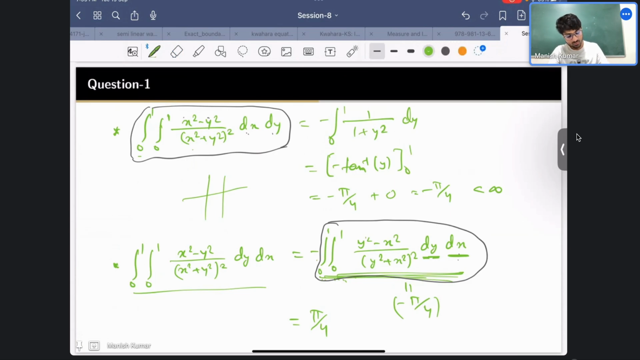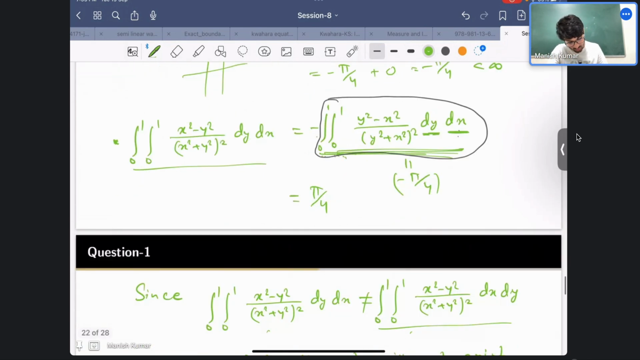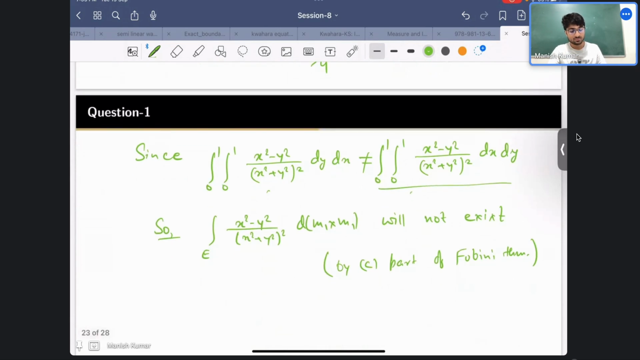So what you are saying is also the same, but the problem is that you cannot do the change of variable simultaneously, y going to x and x going to y. This is quite absurd, right? But you understand what I'm trying to say. Yes, these are actually the same quantity. Okay. So we concluded that this integral does not exist.